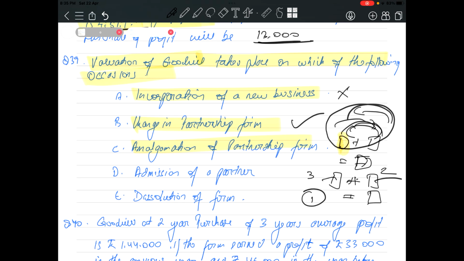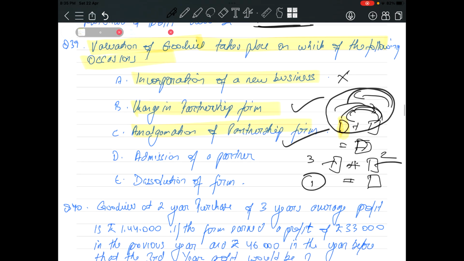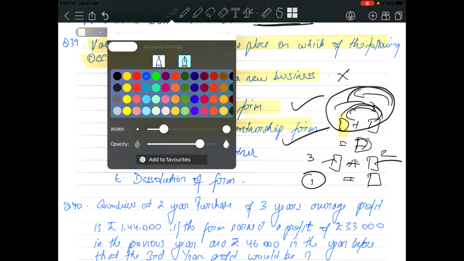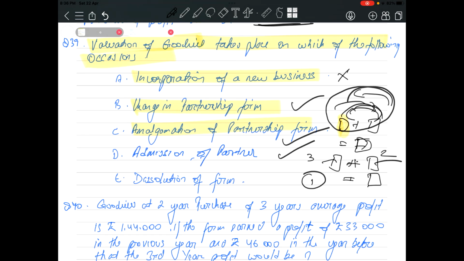When there is a change in profit sharing ratio, what will we do? We will calculate who is sacrificing. So yes, this option is also correct. Now point D, admission of a partner. When there is admission of a partner, we will calculate goodwill. I have discussed this in detail. Dissolution of firm, when the business comes to an end, will we calculate goodwill? No, we will not calculate goodwill.